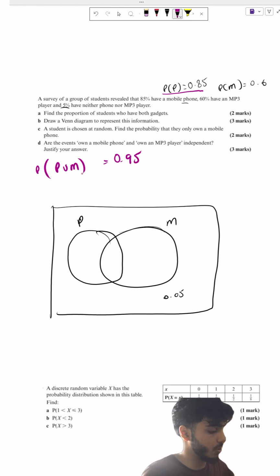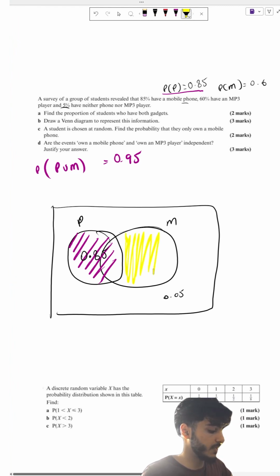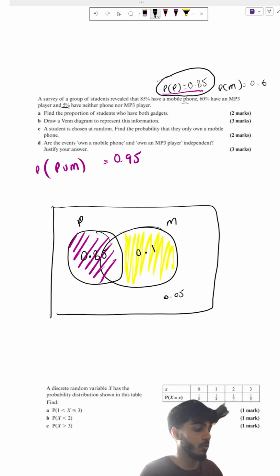So if we know that this is going to be 0.85, then this area here, the highlighted area, has to be how much? 0.1. Okay, just using some logic here. If we know the whole bit is 0.95, using this original information, we know that the whole circle of P, the whole circle of the phone, is 0.85. So that means our remaining area has to be 0.1.